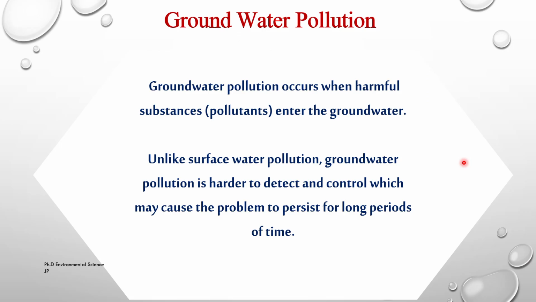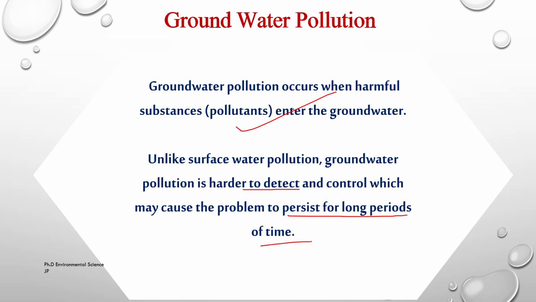Groundwater pollution occurs when contaminants enter the groundwater, making it unsafe or unsuitable for its intended use. Unlike surface water pollution, which affects rivers, lakes, and oceans, groundwater pollution is harder to detect and control due to its underground location. Let's understand with the help of an example.